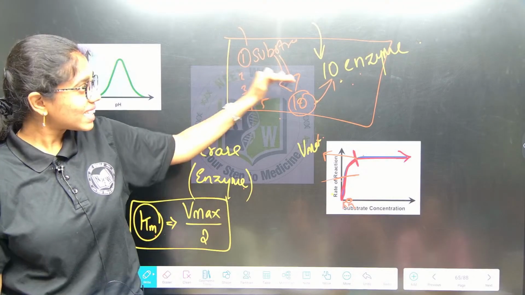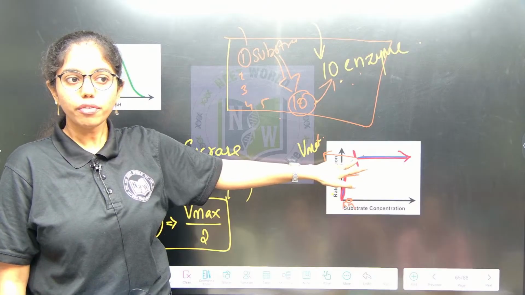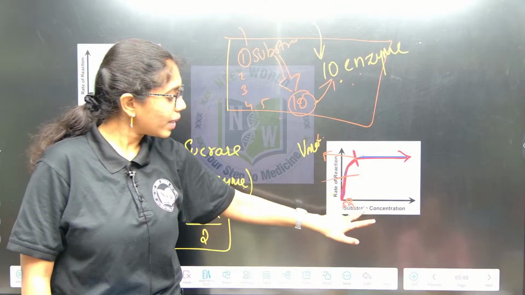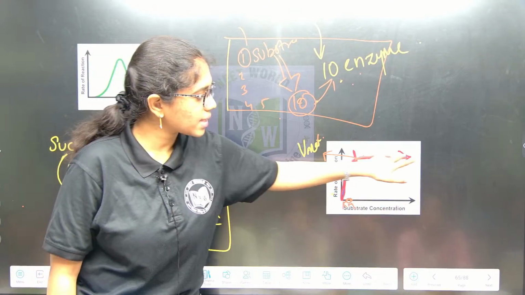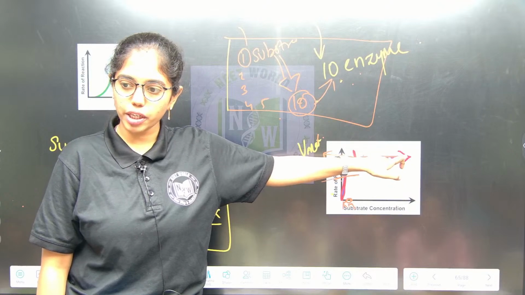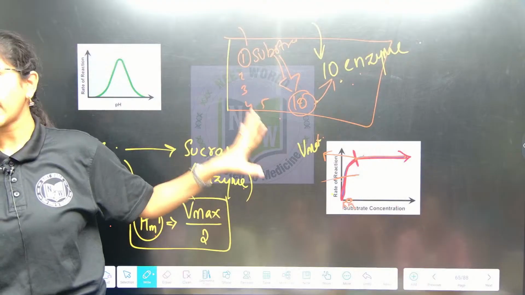So that saturation point is known as the optimum point of substrate concentration. Once it has been achieved, though you increase the substrate concentration, it has come to a saturation level. This is the factor of substrate concentration. This is how substrate concentration is affecting the enzymatic activity.